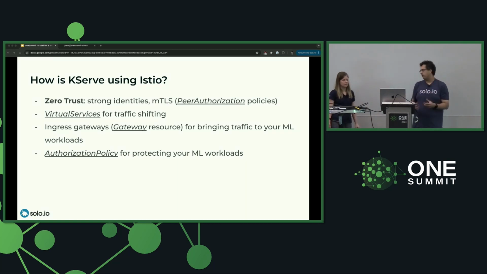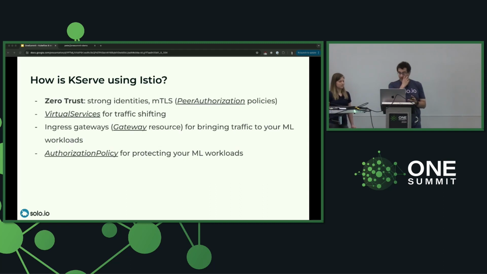So this is more of our bread and butter, right? We're curious about all the projects using Istio, and we're trying to figure out how different projects are using it. First off, it's using it for zero trust. It's getting the strong identities with mutual TLS as well. So it's using the peer authorization policies.